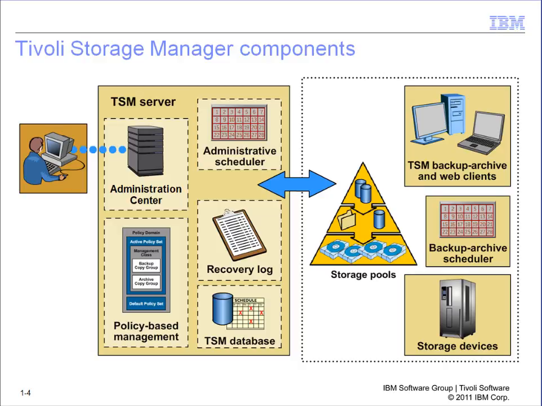The backup archive client and web client act with the backup archive scheduler. Then you communicate between the backup archive client and the server to manage your data storage and data protection. We'll discuss all of these components in greater detail. For now, I want to point out a few things. First, whenever you see the yellow triangle, we're talking about storage pool hierarchies. And when you see the nested boxes, this is a discussion of policy-based management.